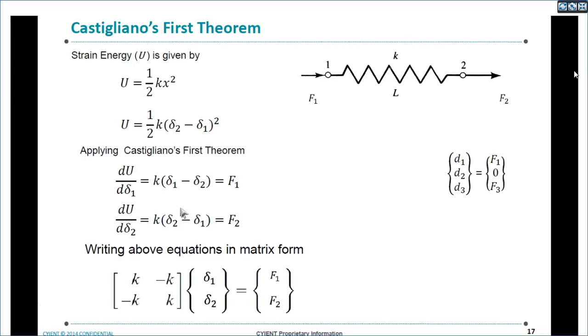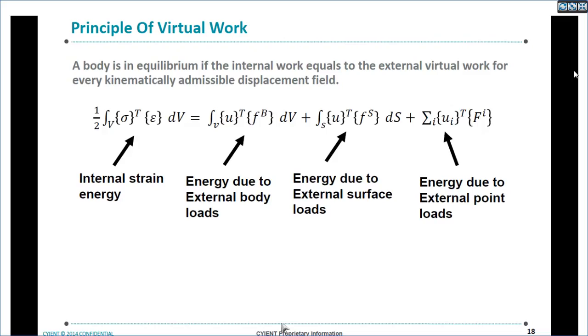These are the two equations we got by differentiating strain energy with respect to deflections. When you put it in matrix form, again we get [k, −k; −k, k] times [δ1, δ2] equals [F1, F2]. So this is one theory, Castigliano's theory.